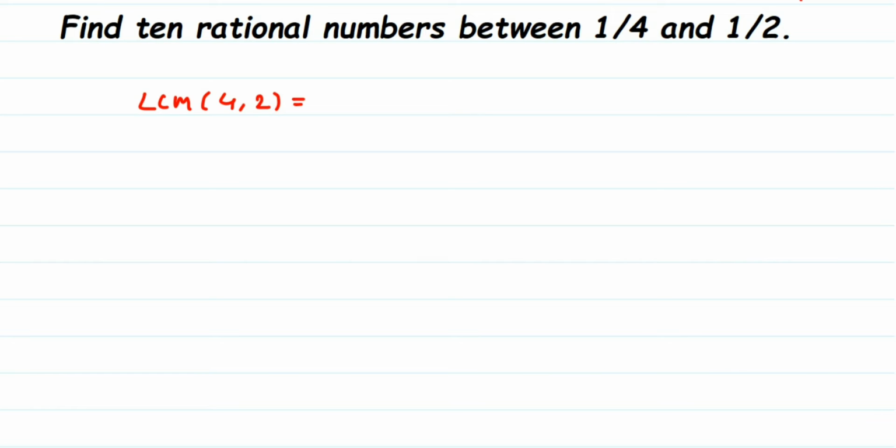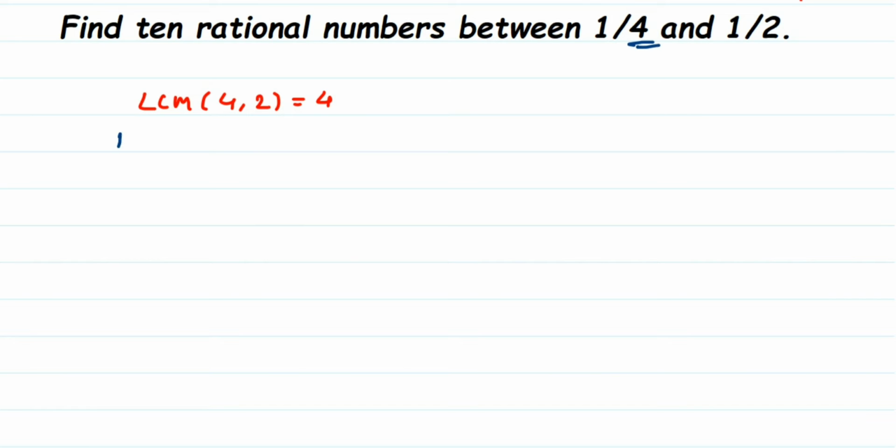Now I'm going to find the equivalent rational numbers of 1 by 4 and 1 by 2, where the denominator will be equal to 4. For the first number we already have a 4 in the denominator, so we don't have to do anything. Or if you want to, you can just multiply the numerator and denominator by 1, or else you just keep the number like that because we already have a 4 here, right? So we don't have to do anything.